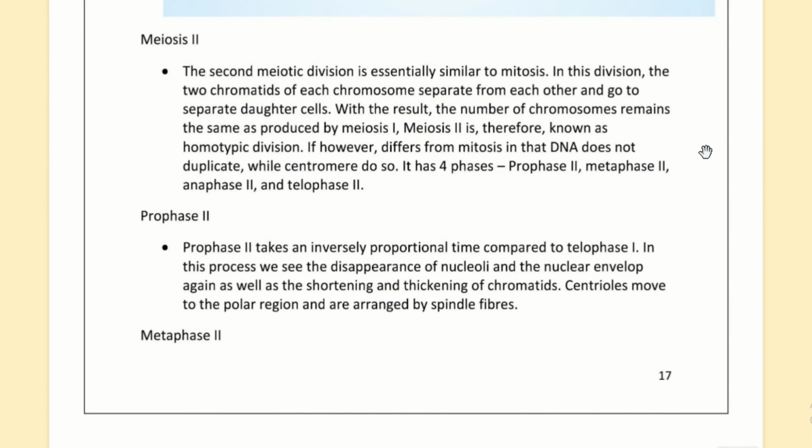Then we have meiosis 2. The second meiotic division is essentially similar to mitosis. In this division, two chromatids of each chromosome separate from each other and go to separate daughter cells. As a result, the number of chromosomes remains the same as produced by meiosis 1. Meiosis 2 is therefore known as homotypic division.